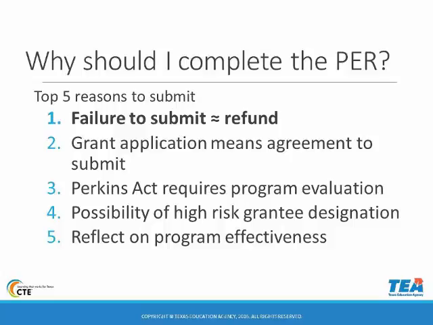The number 3 reason, this one's pretty good. The Perkins Program, the Perkins Act, the federal law that is Perkins, requires that we do program evaluation. That's a pretty good reason. When you submit the grant application, you have signed an agreement that you will submit a program evaluation. And when your superintendent, if he's the grantee official, certifies and submits that Perkins grant application, he has also agreed that you will do a program evaluation. So you want to be sure that you follow through with that.